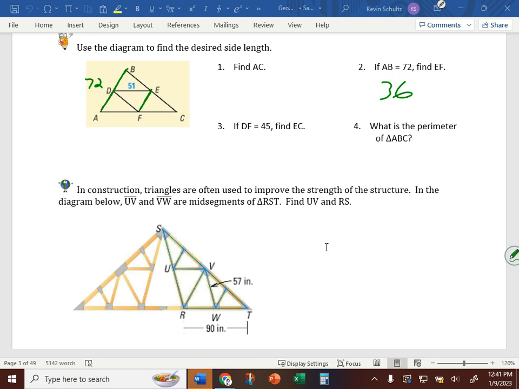If DF is 45, find EC. Max, 45. Why is it 45? Because DF is like half of BC. Right. I can actually explain it. EC is half of BC. So we know that DF is half of BC, which would make BC 90.